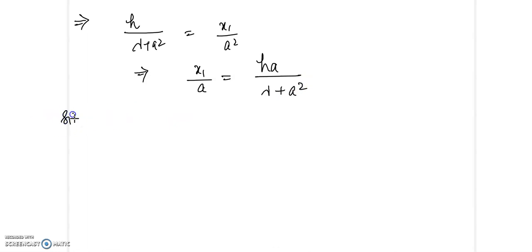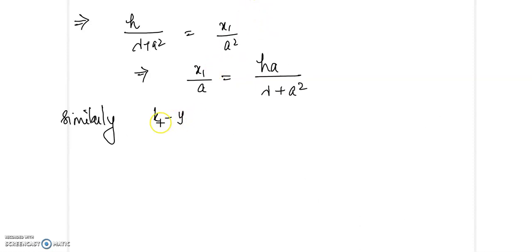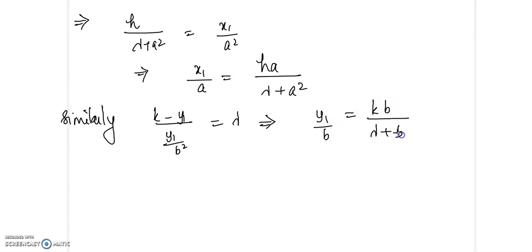And similarly, for the y equation, we have k minus y1 by b square equal to lambda, so that will give y1 by b equal to kb by lambda plus b square.